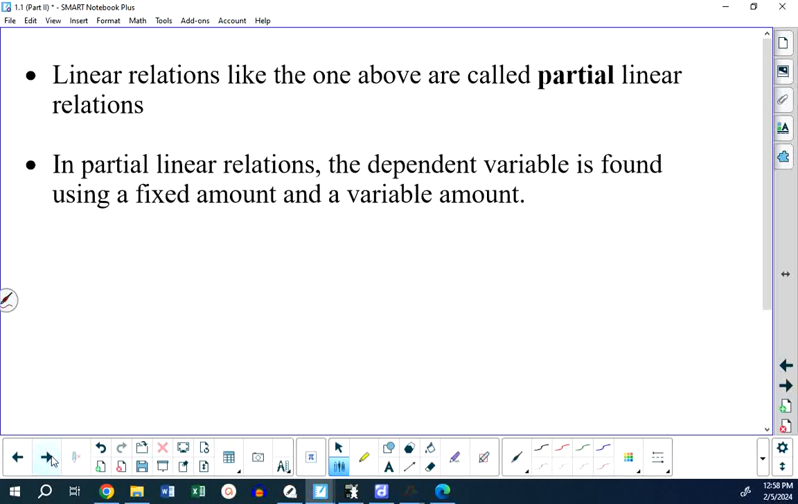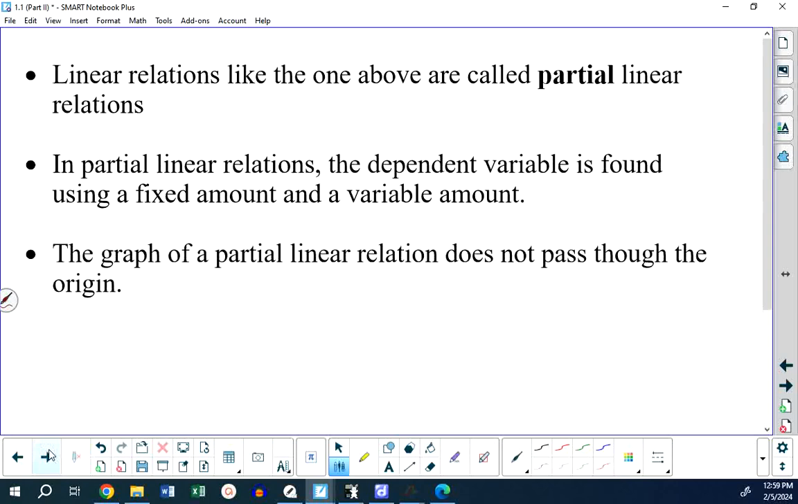Partial linear relations, the dependent variable is found using a fixed amount and a variable amount. So, the fixed amount of $50 plus the $25 per 15 minutes, which changes depending on how many minutes you perform. With Brennan's example, the fixed amount would have been the logging truck, and the variable amount is the weight of all the logs put on it. The graph of a partial linear relation does not go through the origin.